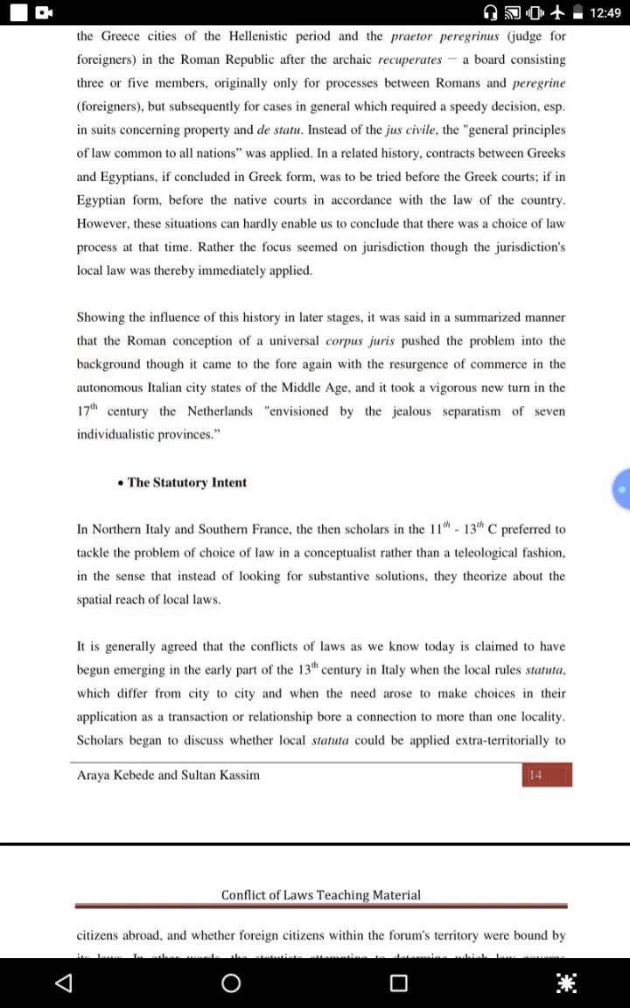The statutist school. In northern Italy and southern France, the scholars of the 11th to 13th centuries preferred to tackle the problem of choice of law in a conceptualist rather than a teleological fashion, in the sense that instead of looking for substantive solutions, they theorized about the spatial reach of local laws. It is generally agreed that the conflict of laws as we know it today began emerging in the early part of the 13th century in Italy, when the local rules, statuta, which differ from city to city, and when the need arose to make choices in their application as a transaction or relationship had a connection to more than one locality. Scholars began to discuss whether local statuta could be applied extraterritorially.